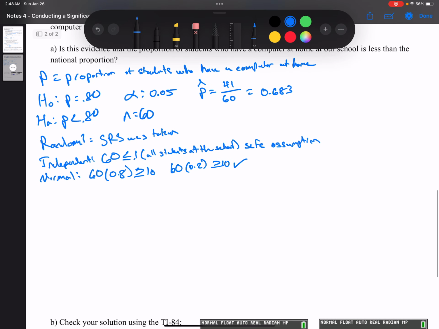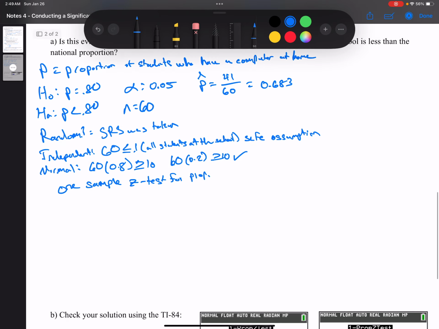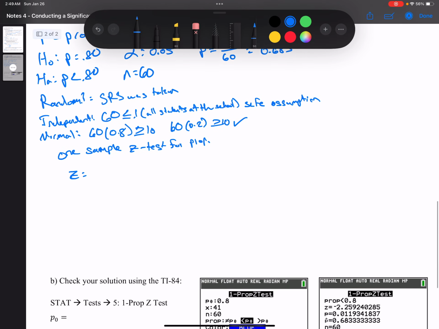Okay, so now we've communicated, we've checked our conditions, and now it's time for calculation. So we're going to use a one sample z-test for proportions. Okay, and I'll also write down the formula here. Z is equal to p hat minus p naught over square root of p naught 1 minus p naught over n. And then we fill that in with the variables that we have.